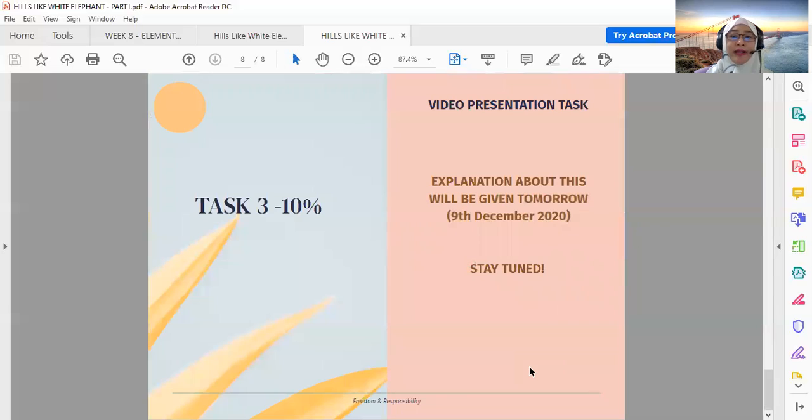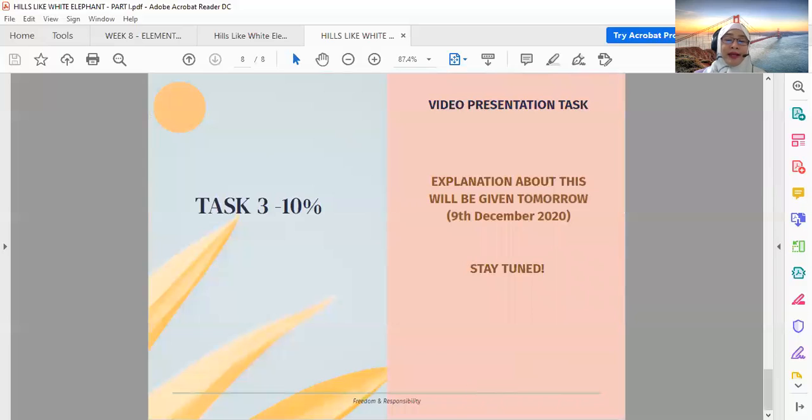Next is the video presentation task, which is task 3. This carries quite a big number of your carry mark, which is 10%. However, I will reserve my explanation about this task until tomorrow after you have embarked on your online quiz. So students, please stay tuned for my next instruction regarding your task 3.